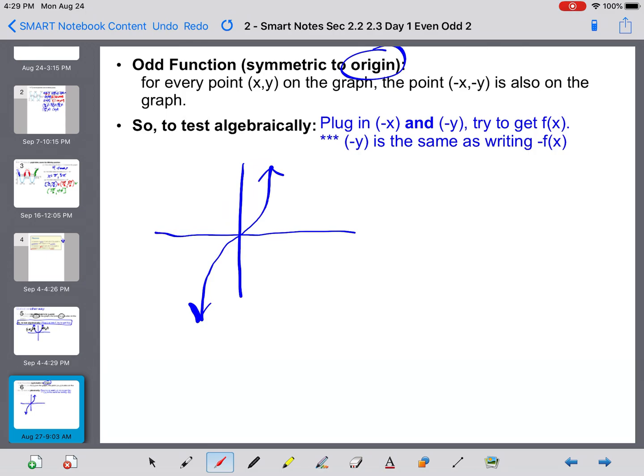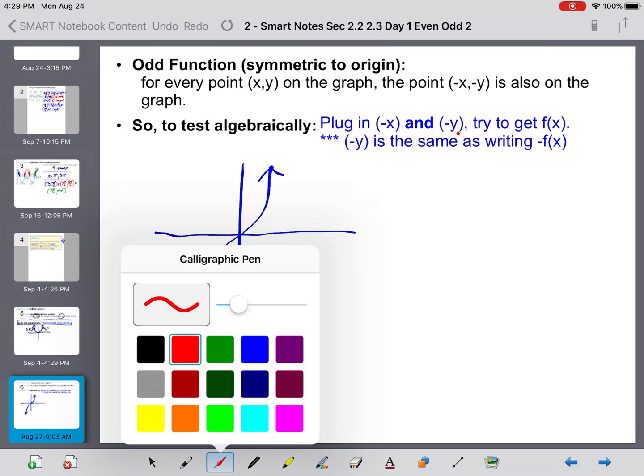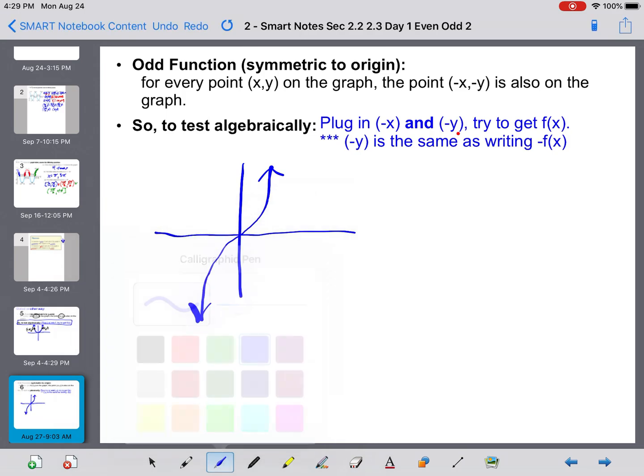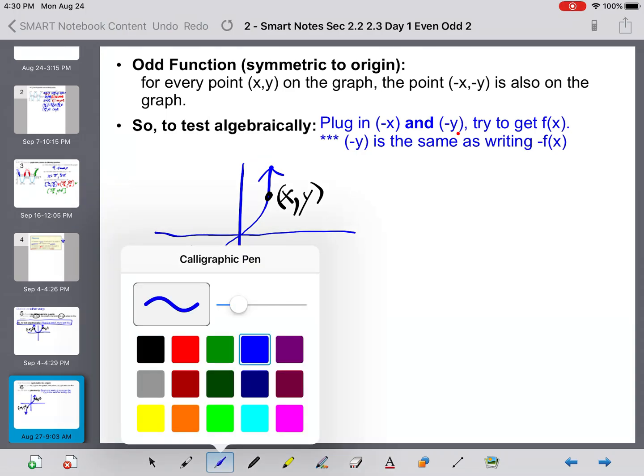Now, that's kind of hard to see visually, especially if it's off just by a little bit. You might think it's an odd function when it's really not. So another way to say this is that you have a positive x, positive y value here, and for every one of those points you have a corresponding point down here that's negative x, negative y. If that's true for every x, y combination, then you know the function is an odd function.